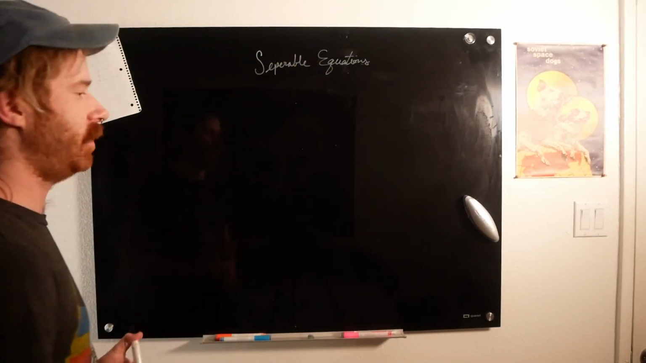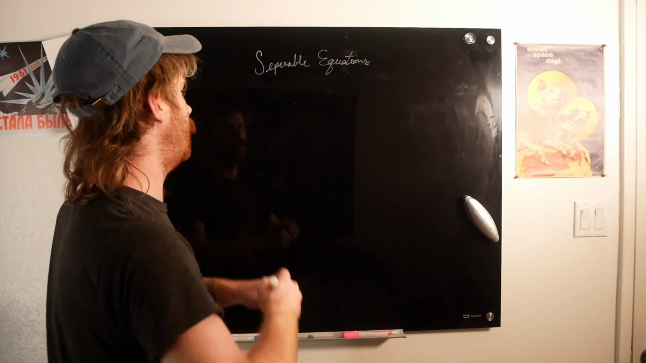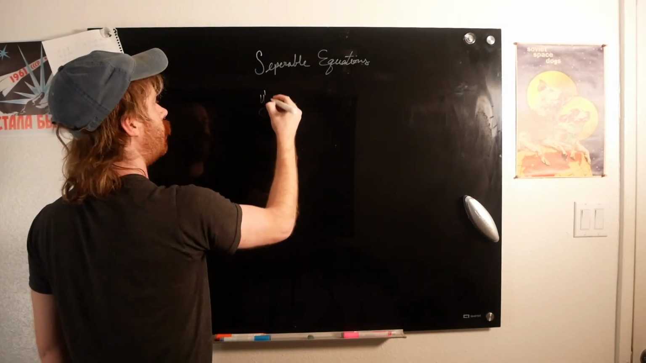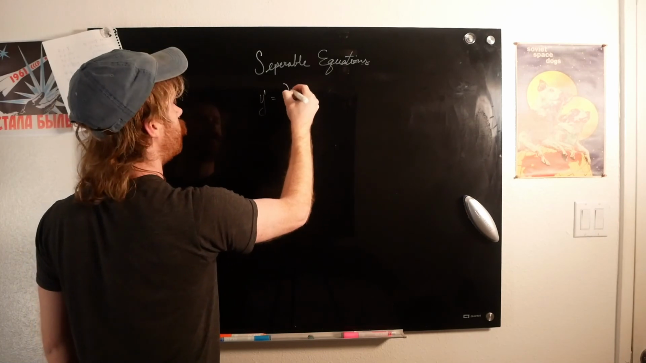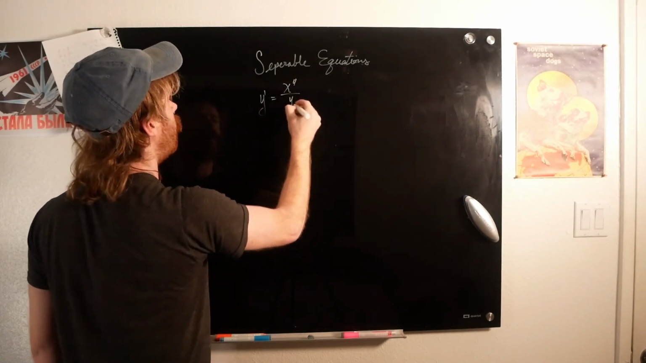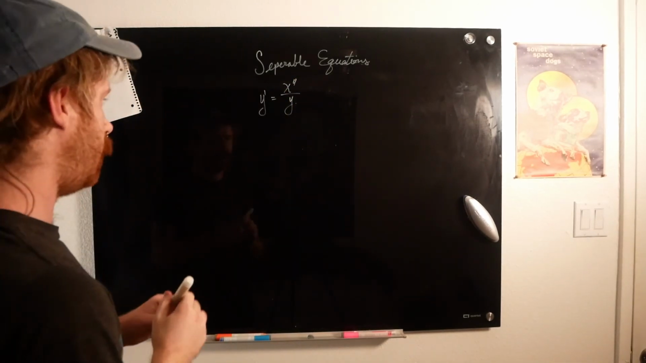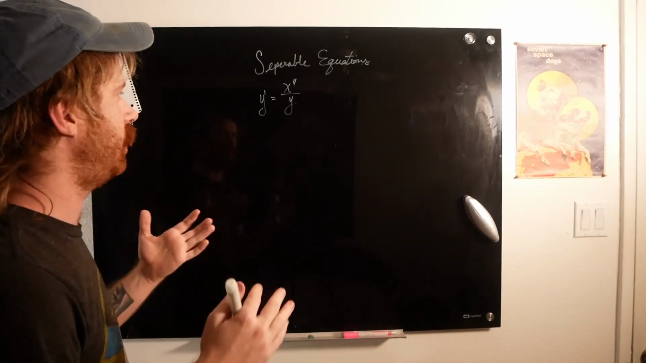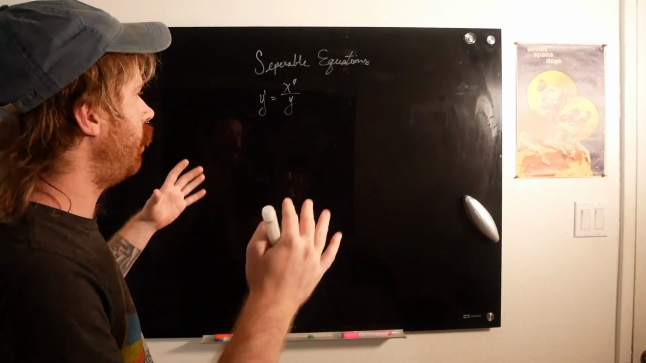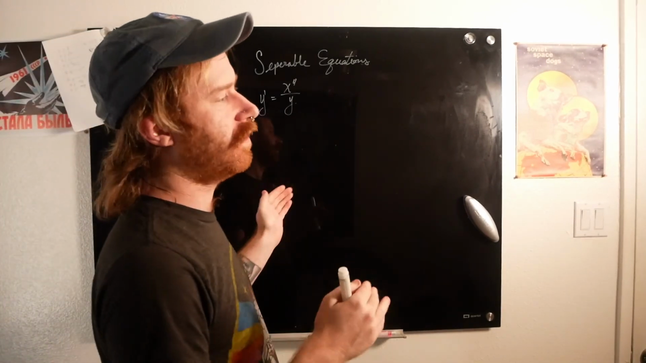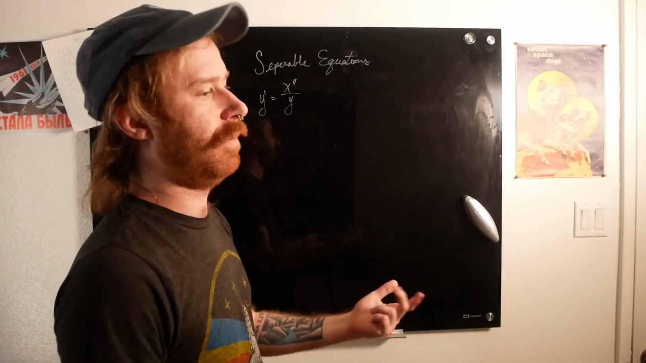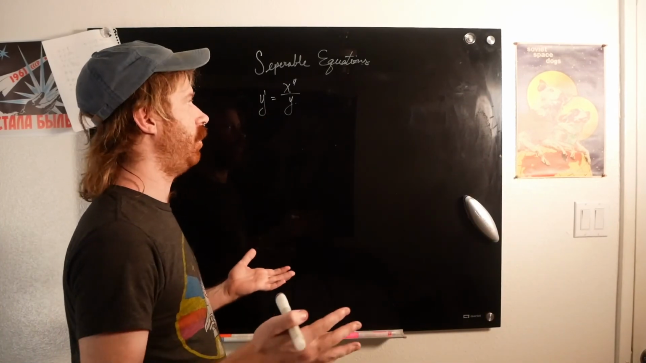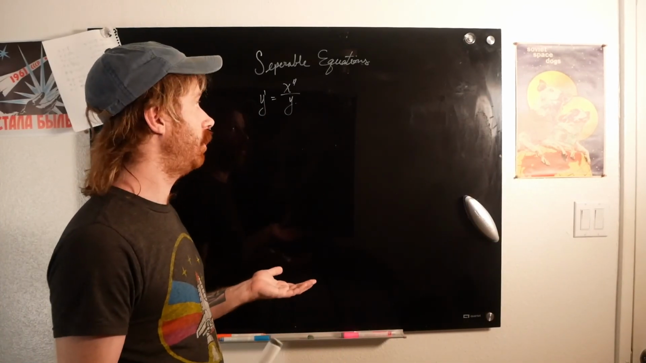They're just differential equations that look like, an easy way to explain it, y prime equals, we'll do this, x to the fourth over y. And what this means, how you can solve this, is if you can get one side multiplied by dx and the other side multiplied by dy, you can just integrate both sides, and then it will give you a solution.